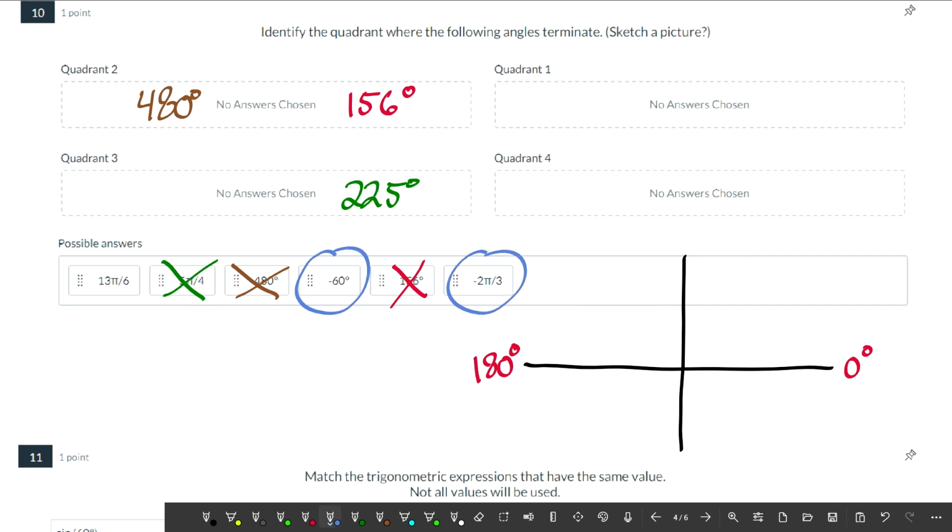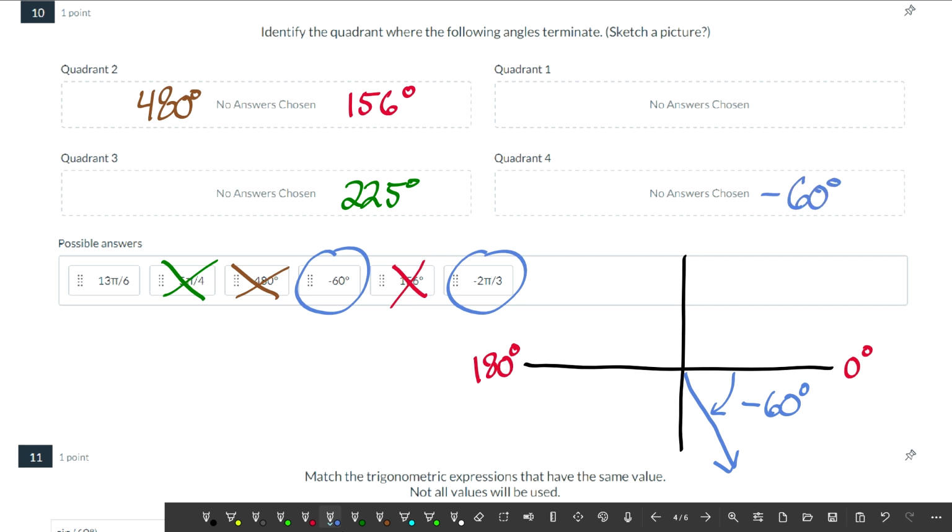Negative angles mean you rotate clockwise from 0. So negative 60 actually just means you rotate 60 in this direction. So negative 60 would take you this far, right? Because if you travel 90 degrees, you've traveled the whole quadrant. So negative 60 would keep you in quadrant 4.